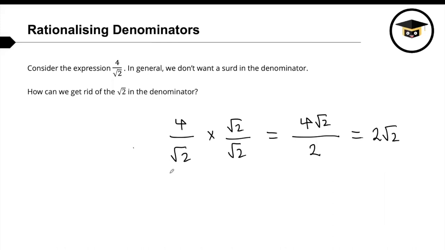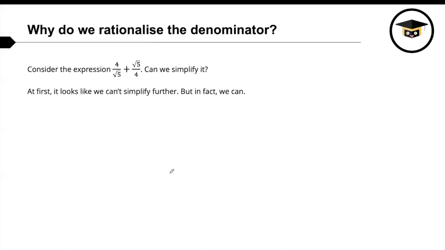So let's try and apply this to a few more examples. Consider the expression 4 on root 5 plus root 5 on 4. Can we simplify it? At first, it looks like we can't simplify this any further, right? It doesn't look like they're like terms, so we can't collect anything. But actually, we can. So let's figure out how to do this.